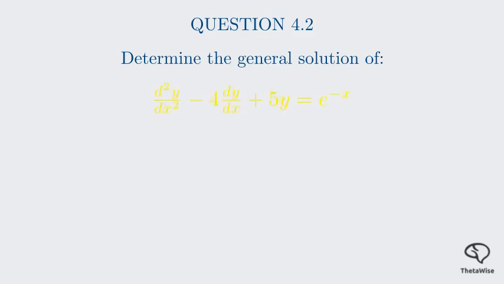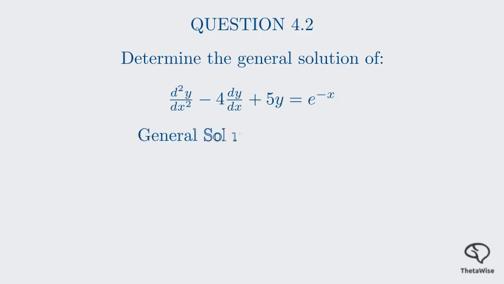How is this different? First, it's second order, because it has a second derivative, d squared y by dx squared. Second, it's non-homogeneous, because the right-hand side is not 0. It's a function of x, e to the negative x. To solve non-homogeneous equations, we use a two-step approach. The general solution y is the sum of two parts. It's the complementary solution, yc, plus the particular solution, yp.